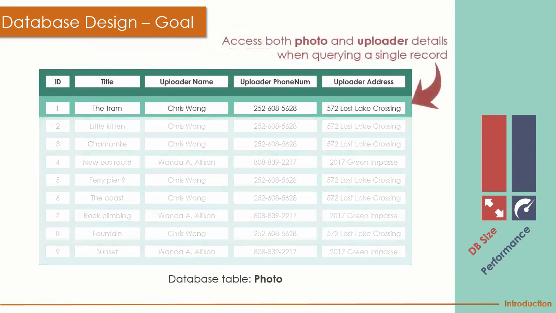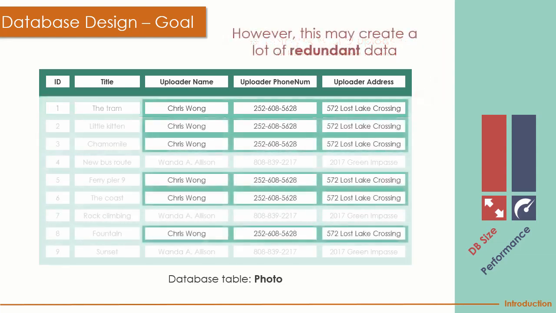The benefit is when you want to load the photo, you just need to run a single query on the database, with no join and no select. You get the upload information together with the photo. But the problem is you may create a lot of redundant data, like you have a lot of Chris Wong along with all other duplicated data.